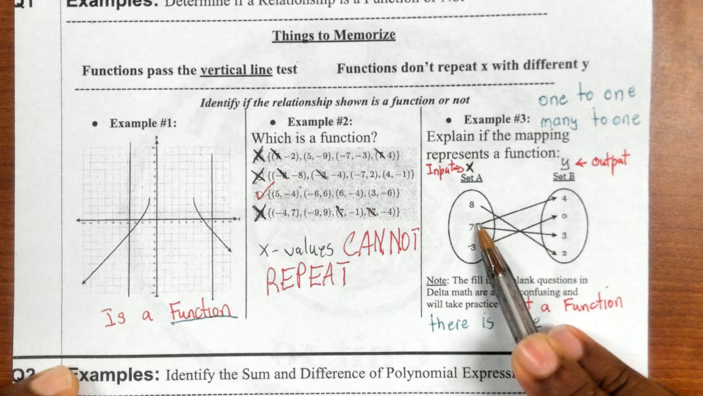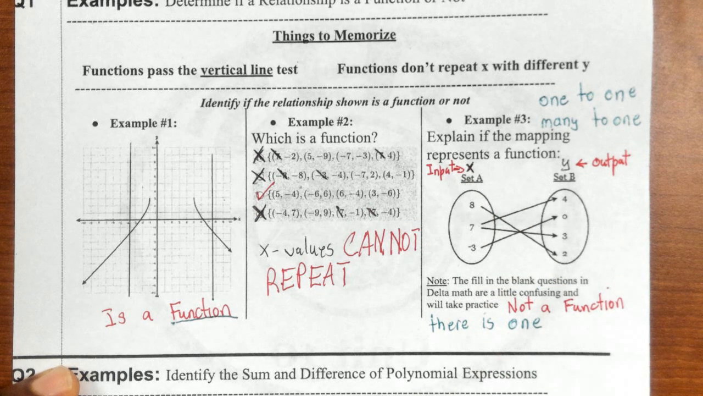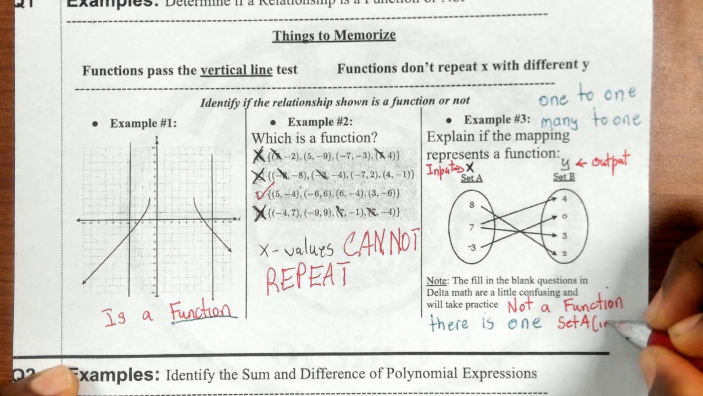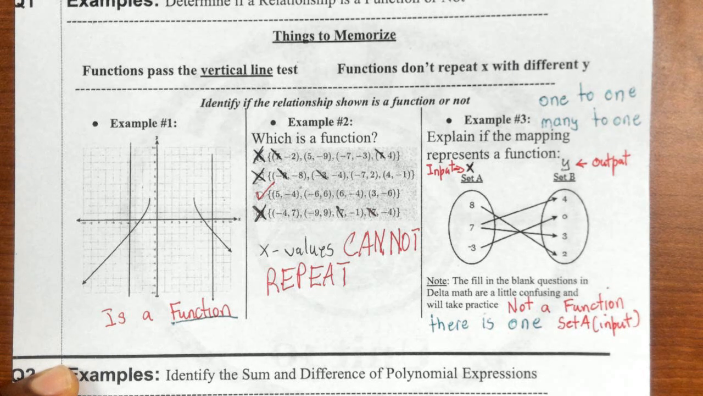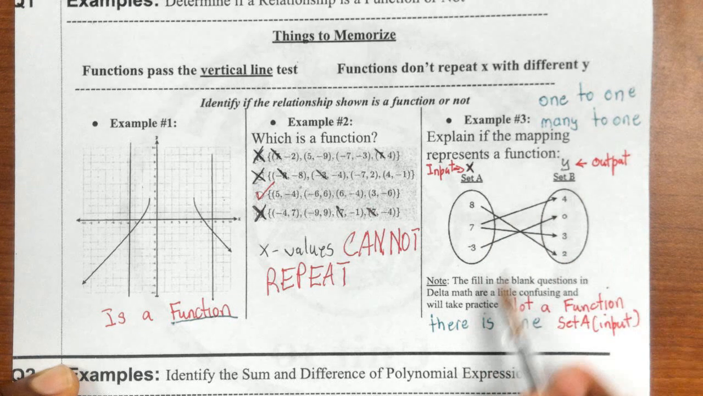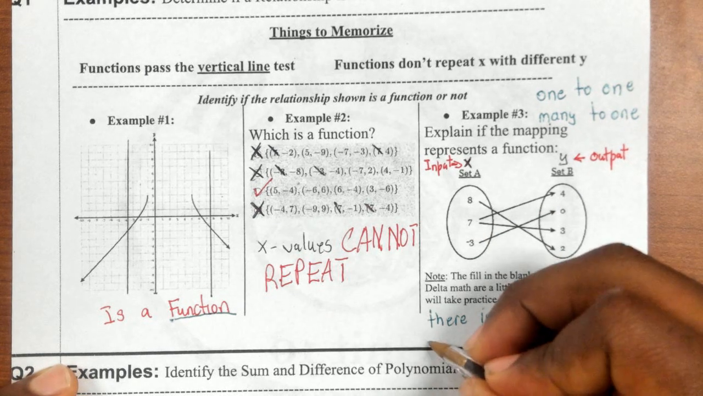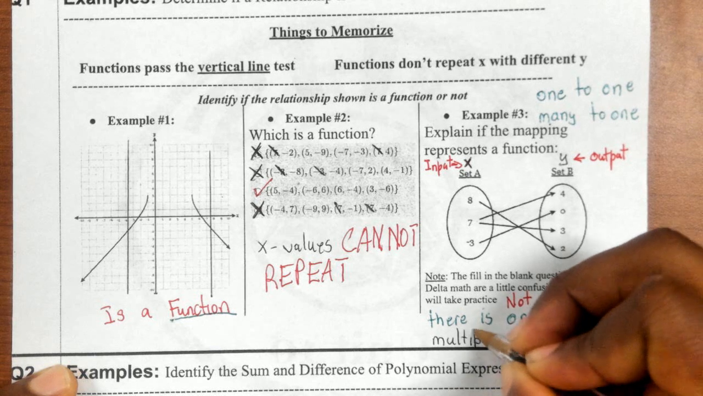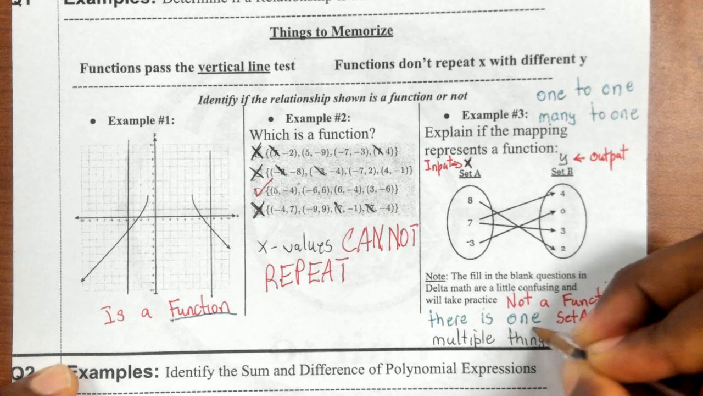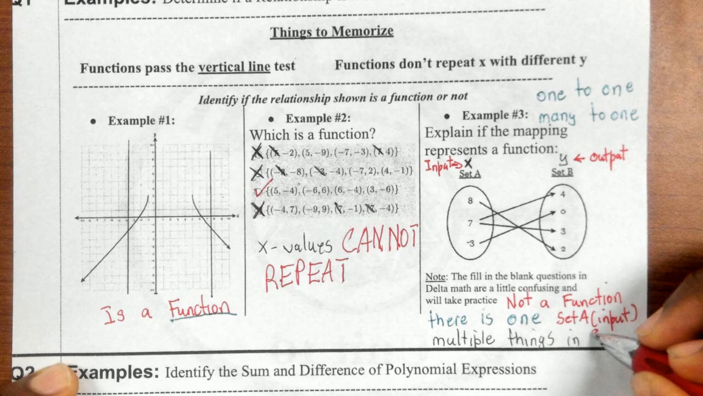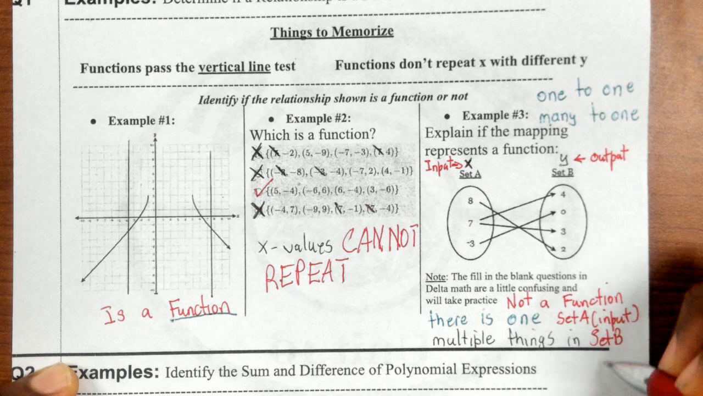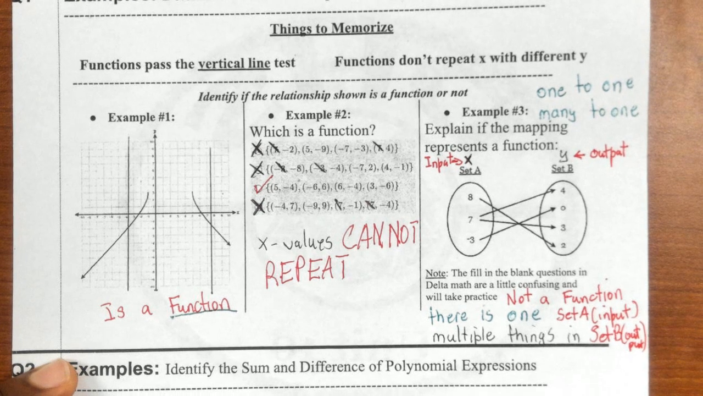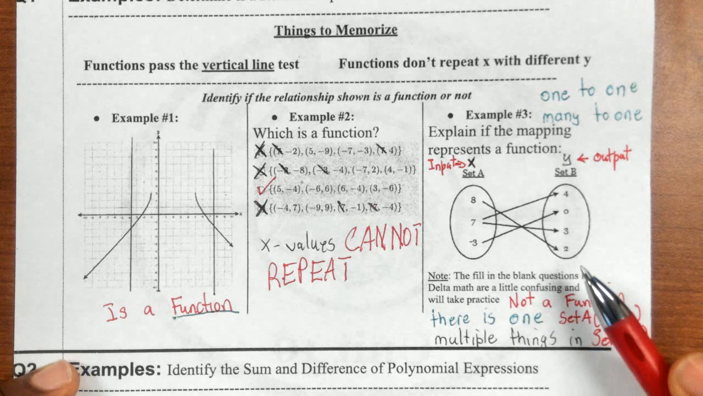It would not be a function because there is one thing in your set A, which is your input, that's going to more than one thing, or multiple things, in set B. And what is set B? Your set B is your output. That is the reasoning for why this is not a function.